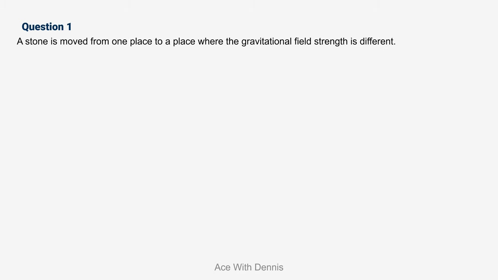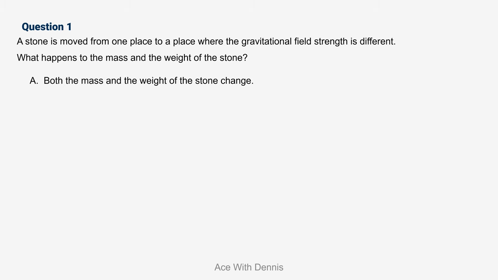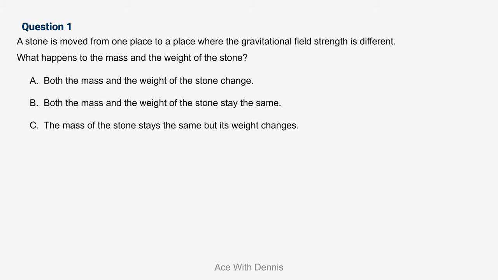Question 1. A stone is moved from one place to a place where the gravitational field strength is different. What happens to the mass and the weight of the stone? A. Both the mass and the weight of the stone change. B. Both the mass and the weight of the stone stay the same. C. The mass of the stone stays the same, but its weight changes. D. The weight of the stone stays the same, but its mass changes.